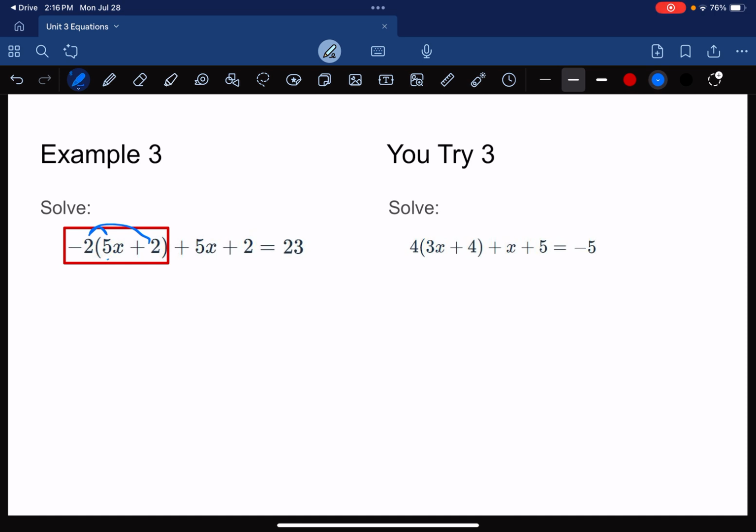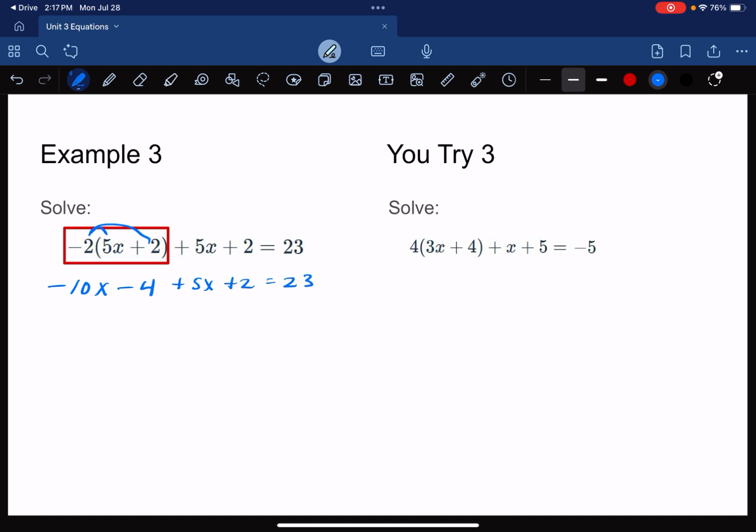So negative 2 times 5x. That's negative times a positive is negative. 2 times 5 is 10. The variable is an x. A negative times a positive is a negative. 2 times 2 is 4, and there's no variable. Everything else remains the same.